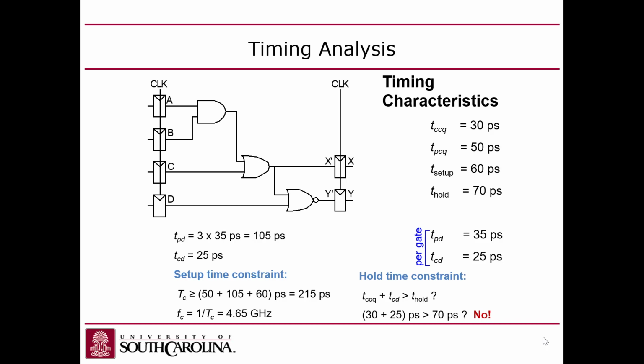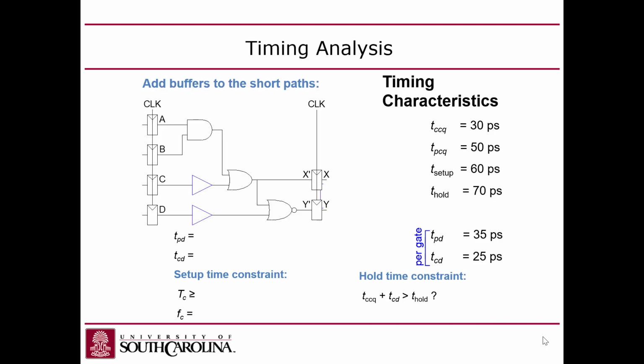Okay, and then the hold time says that if you add up the contamination delay of the flip-flops and the logic, which is 30 here, and logic is 25 here, that's 55. Is it greater than the hold time for the flip-flops, which is 70? The answer is no. So this circuit won't work. So how do we fix it? It's actually pretty easy. We can add buffers to slow this down.